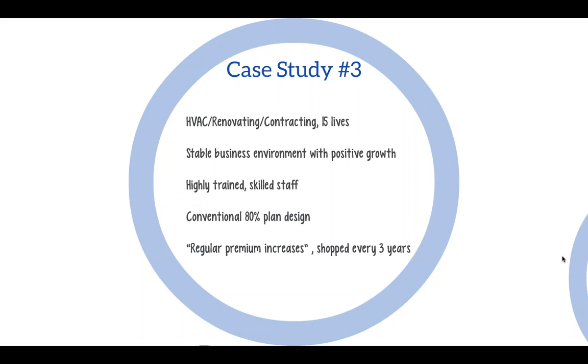Again, this was a small group that had grown a little bit. They'd started out and kept this conventional 80% plan design. They had pretty regular premium increases, what we would expect to see on this conventional plan. And it was generally speaking shopped every 3 years. So it was being tested against the marketplace. It was a very vanilla, average plan.